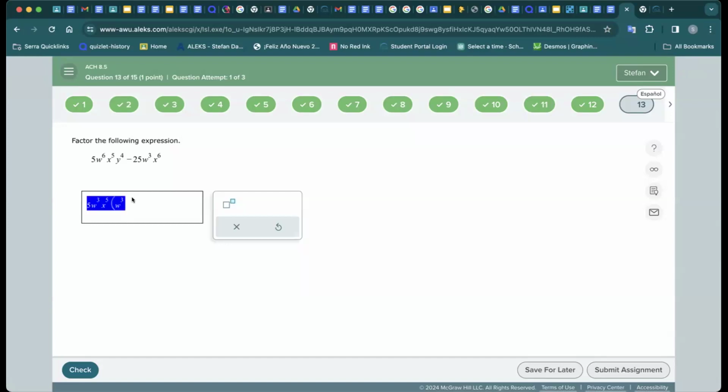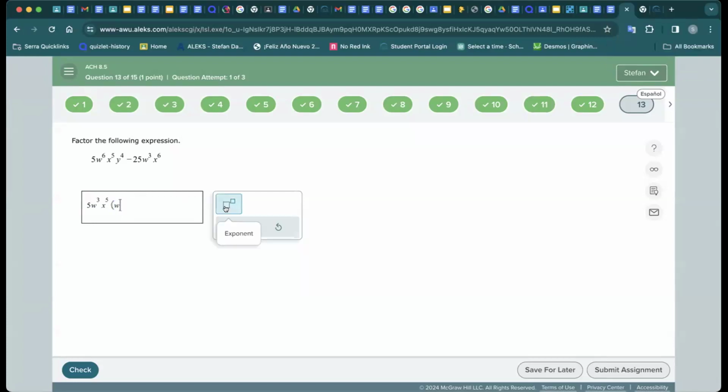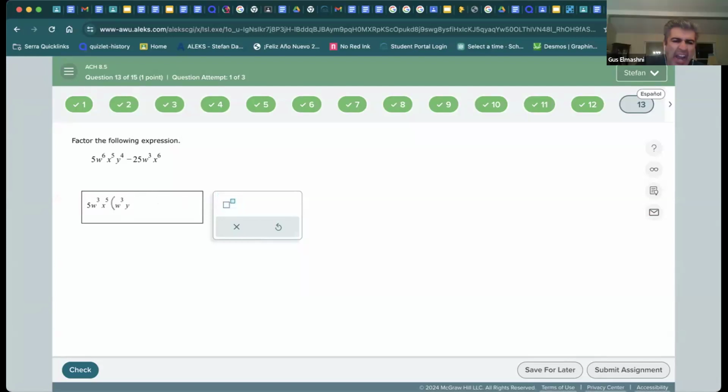5 times W cubed. What was the second? I know the last one. It was Y to the 4th. It was Y to the 4th plus 5, Y to the 4th minus 5x. That's 5x, yeah.